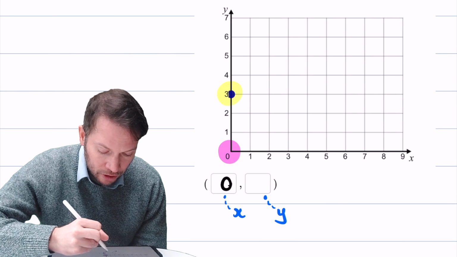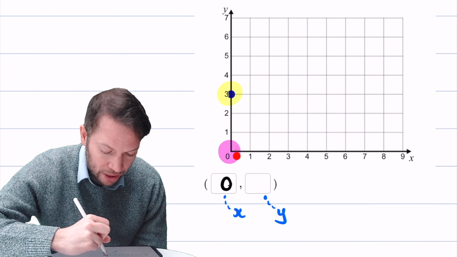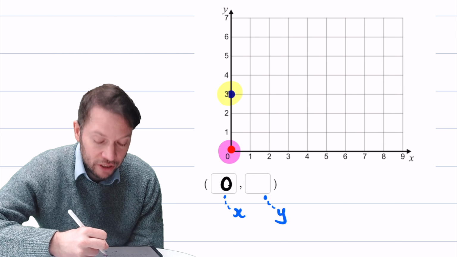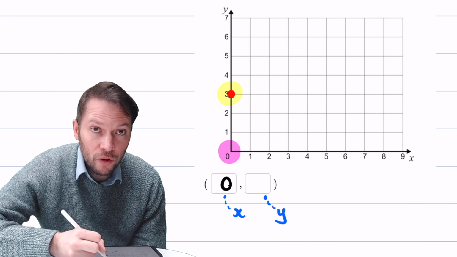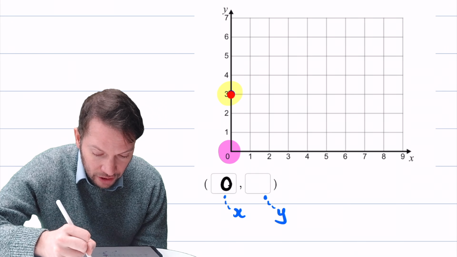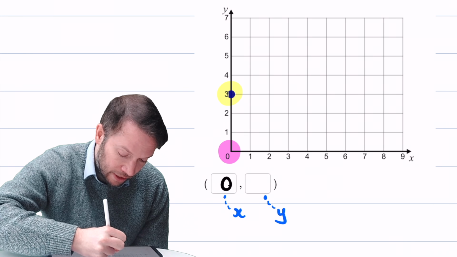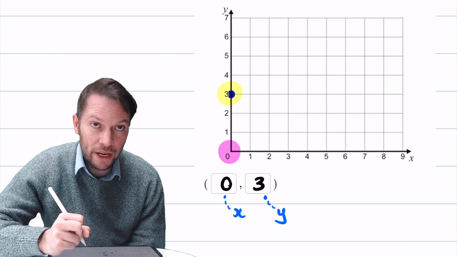And then how far do you need to move in the y direction, on the y-axis? So I'm still at the origin, and I'm going to move 1, 2, 3 on the y-axis in the y direction. So therefore, that second value is going to be 3. The y-coordinate is 3.